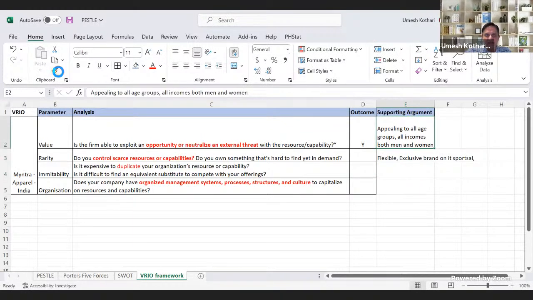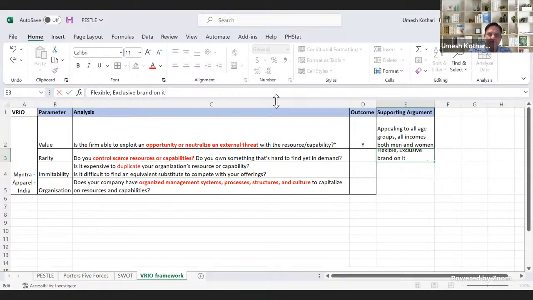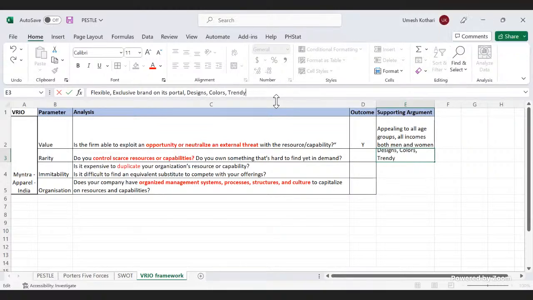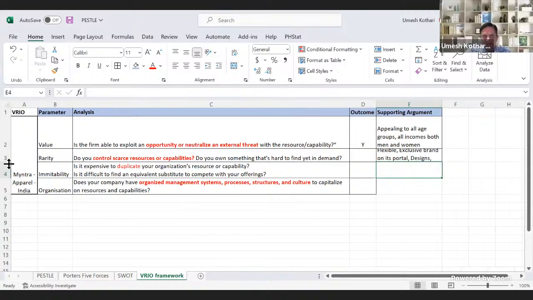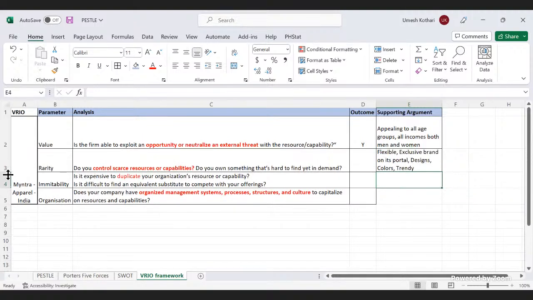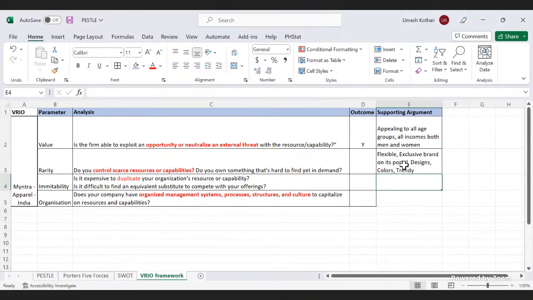That's what they claim, at least. So we'll go by the marketing claim that they say, which is designs, colors, trendy. They have an insider group. They don't have any in-house designers. I think they offer the designs from different brands. So in my opinion, that should not come here. But that's what they claim, at least.